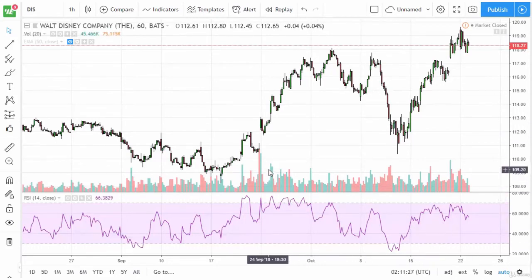So, for example, let's take a look at the Disney 1 hour chart, and let's take a look at how it panned out. Well, you can see we have a double bottom underneath the 30 level, which is the oversold area. And you can see we did, in fact, bounce. However, we didn't get the overbought signal, so you can see that we just pulled back a little bit.